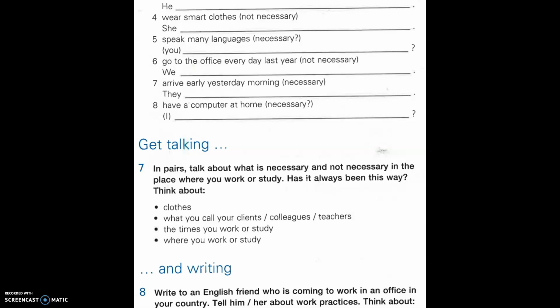I do like this task for the writing, and I wonder if that could be the speaking task instead, that you talk about somewhere in your country and tell them about the work practices there. So you could say, "I'm thinking about going to work in your country. What would you tell me about?" And then you could use these prompts: the clothes, what you call your clients, what times of day you work, where you work or study.